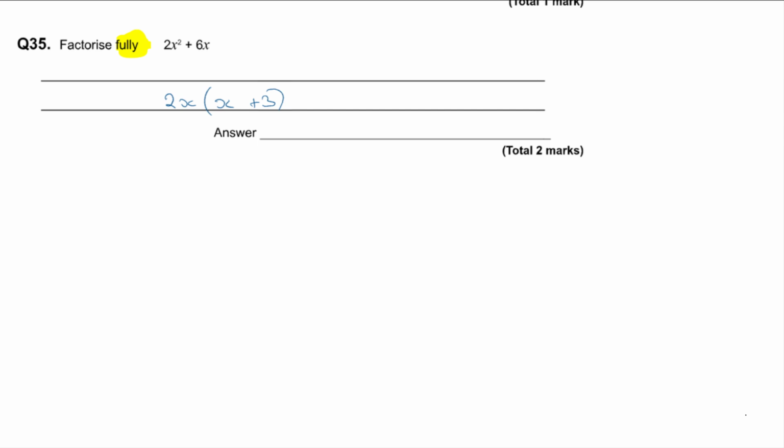Okay, so again, if you partially factorised it to 2 lots of x squared plus 3x, can you see that your expression here have both got x's in? So it's not fully factorised, it's only partially factorised. And again, if you brought the x out and you'd had 2x plus 6 inside your bracket, then this 2 and this 6 have got 2 in common, so it's only partially factorised. Okay, so both those versions would be worth 1 mark. This fully factorised version would be worth 2.